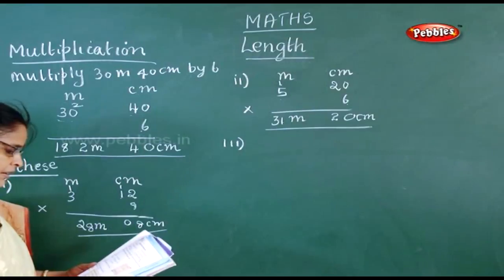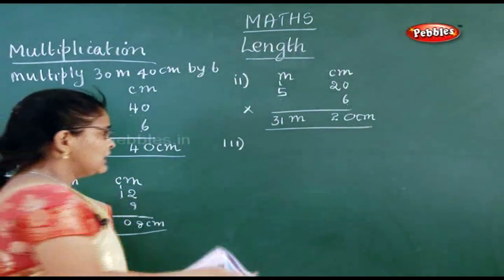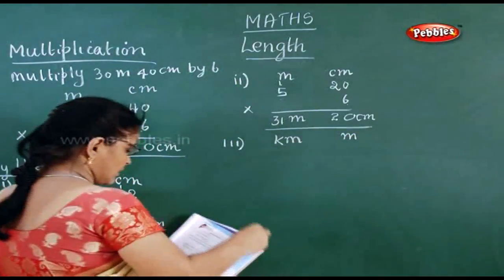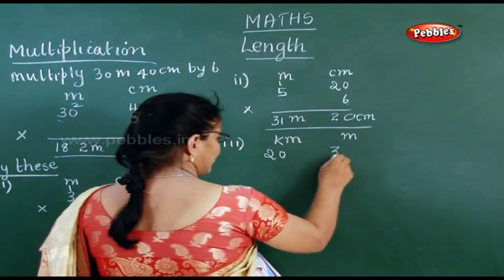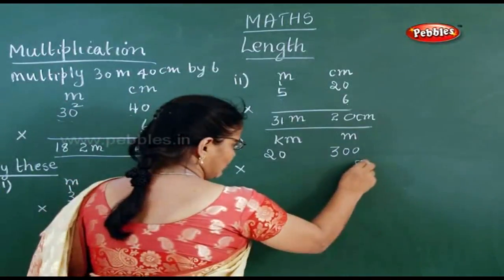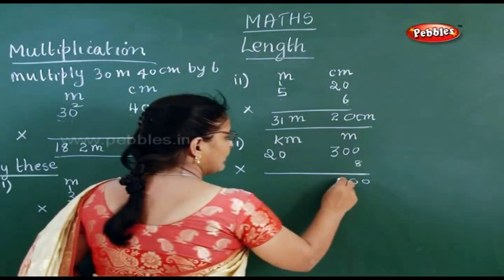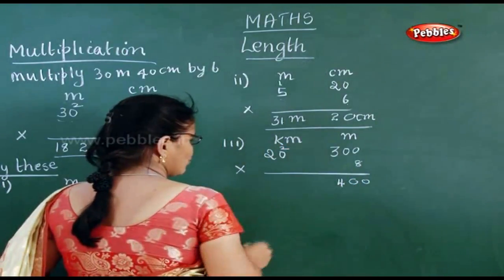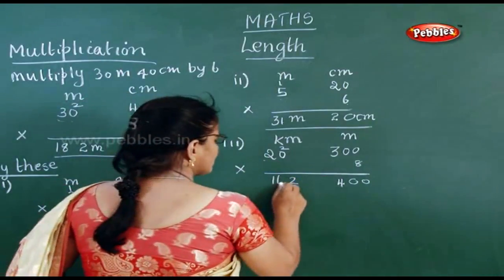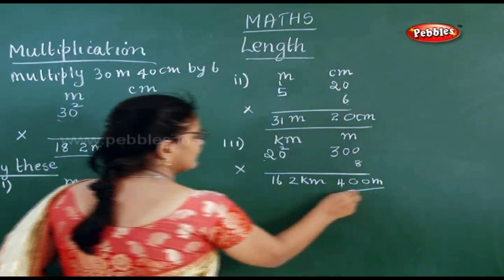Now the third sum. What is the third sum they have given? 20 kilometer and 300 meter into 8. Now you have to write kilometer and meter. 20 kilometer and 300 meter. Multiply with 8. Now what you have to do? 0 8s are 0. 0 8s are 0. 3 8s are 24. Now you have to put 2 here. 0 8s are 0. 0 plus 2 is 2. And 2 8s are 16. So you have to write 162 kilometer and 400 meter.